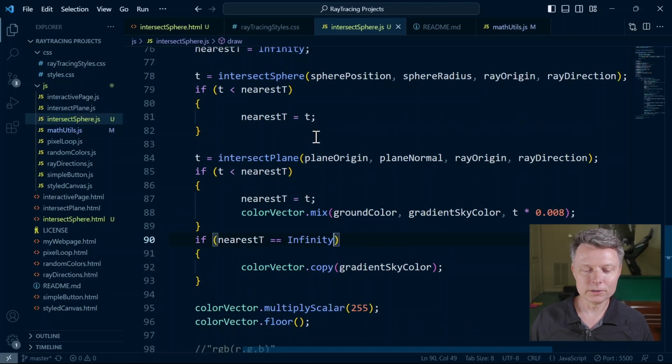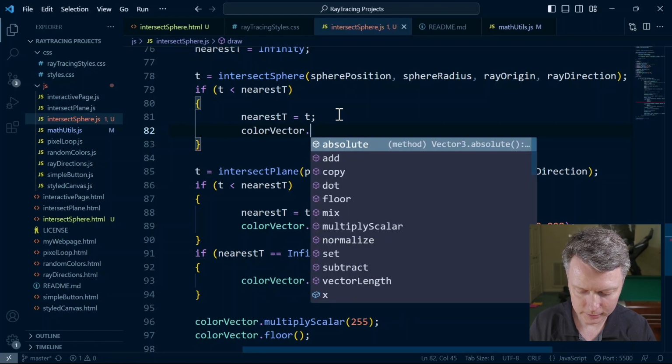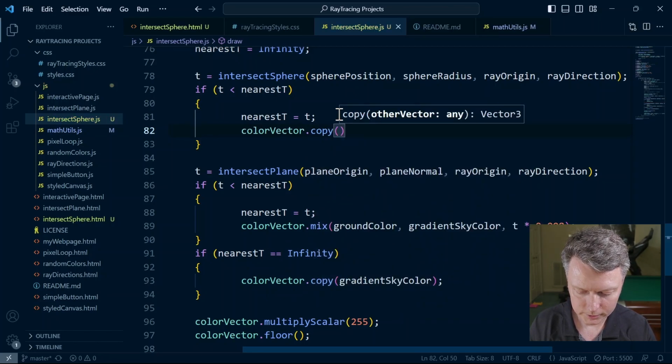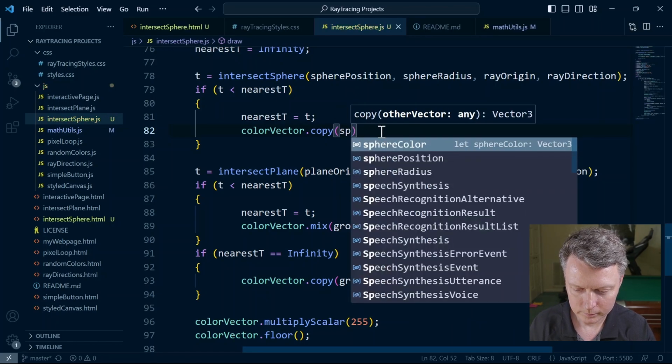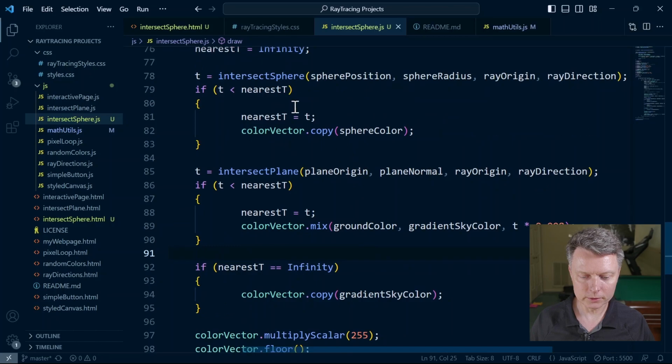And now one more thing to do, we need to actually set the color to the sphere if it passes this sphere test. So if it intersects the sphere and we get a good t value back, then we need to set the color of the pixel to the sphere color. And so we do that simply by copying the sphere color. So color vector dot copy sphere color. And let's add one more space between these two lines here. That'll make it a little neater.